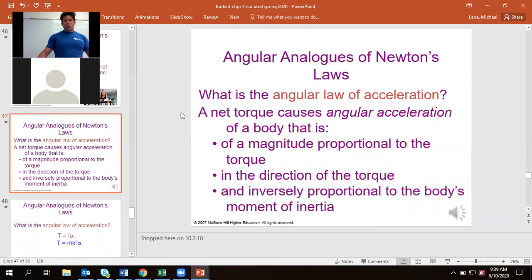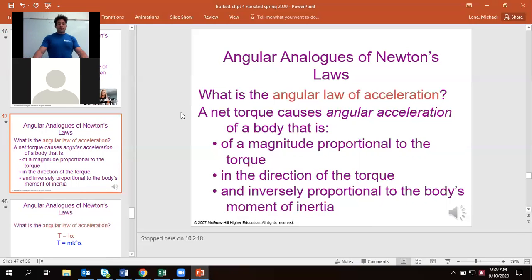Now, when it comes to the angular law of acceleration, we have our net torque cause our angular acceleration. And that's always going to be related to the magnitude of the torque, in the direction the torque is producing, and inversely proportional to the body's moment of inertia. Okay, what does that mean?